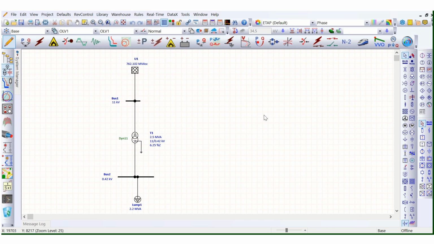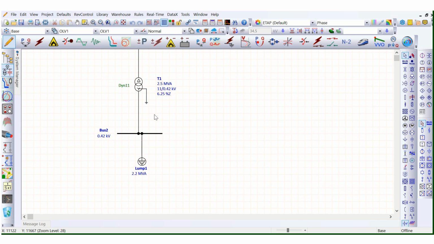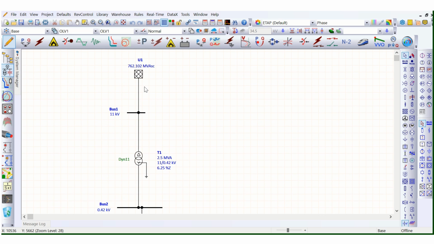What's the impact of power factor in the power system network? Let's discuss this topic today. So here is the network I have drawn. It's a very simple network.